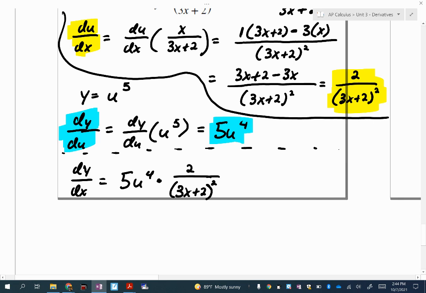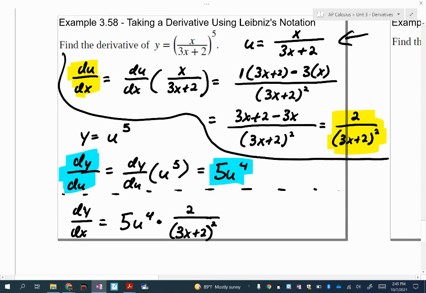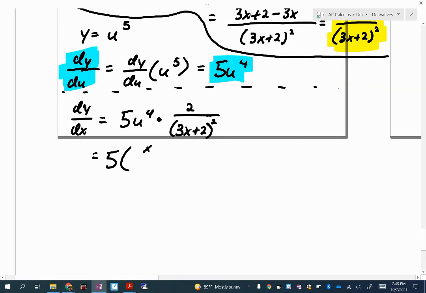The reason it is the answer is because you've done the process to write dy over du times du over dx. But the reason that it's not the answer is because you have to write the answer using the same variables that were in the original problem. So if you remember that very first thing I did, where I made u equal to x over 3x plus 2, I need to substitute that back in where it says u. So it's going to be 5 times x over 3x plus 2 to the fourth power times 2 over 3x plus 2 squared.